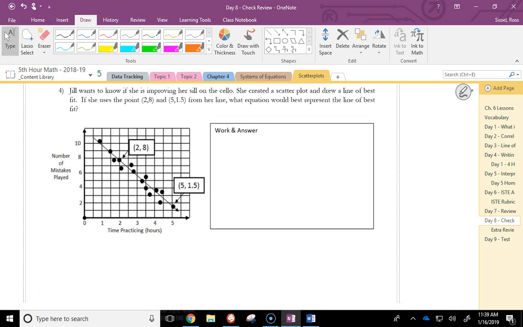Okay, number 4. This is the one that I want to make sure we understand. This is usually our problem. You have a question? Okay. It says, Jill wants to know if she's improving on her skill on the cello. She created a scatter plot and drew a line of best fit. If she uses the points (2, 8) and (5, 1.5) from her line, what equation would represent the line of best fit? On here, we should all get the same answer.